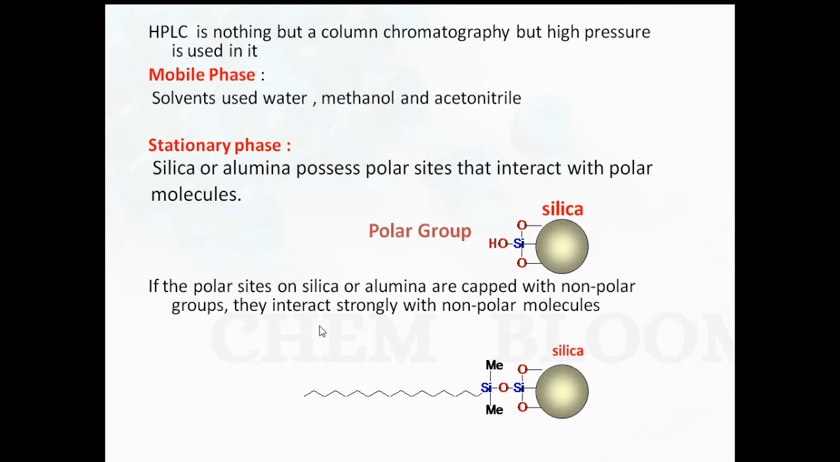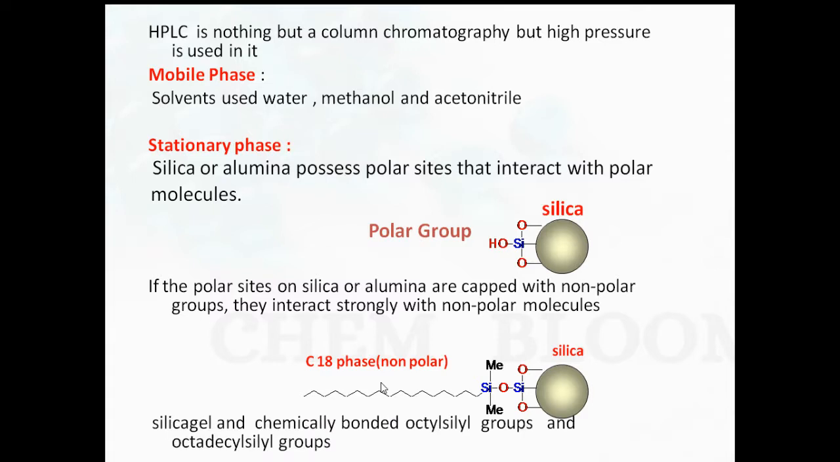So in the next example, the same polar functional group, actually it was OH. This H we are substituting by the C18 carbon chain, which is having a dimethyl silyl group. So we take this silica gel and chemically bond it with an octyl silyl group or octadecyl silyl group. Octyl silyl group is carbon with 8, whereas octadecyl is with C18. So this is nothing but CH2 groups, 18 carbons are there, and this complete thing is non-polar.